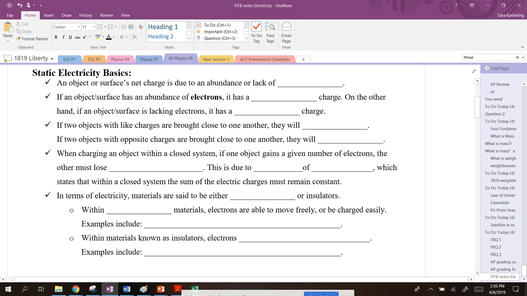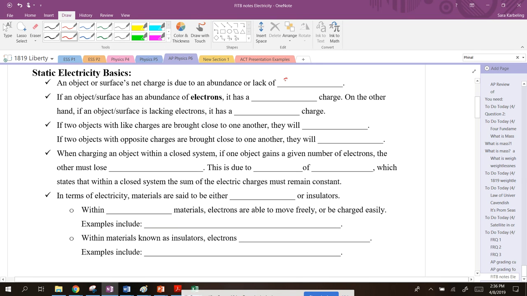I'm sorry. All right. Number one, or the first check mark, says an object or surface's net charge is due to an abundance or lack of? Electrons. It is. And to be clear, I get lazy really fast, and so I write my electron like that. If you don't do that, just know that that's how I do it. All right, and if an object or surface has an abundance of electrons, it has a negative charge.